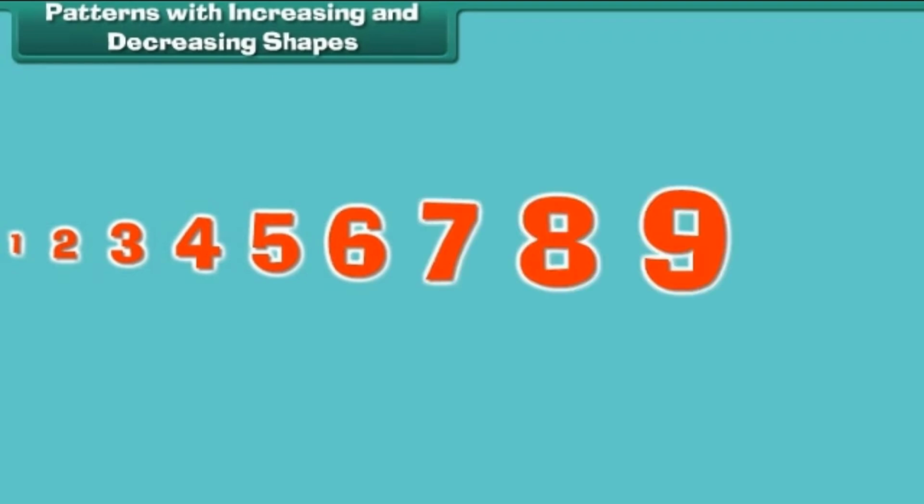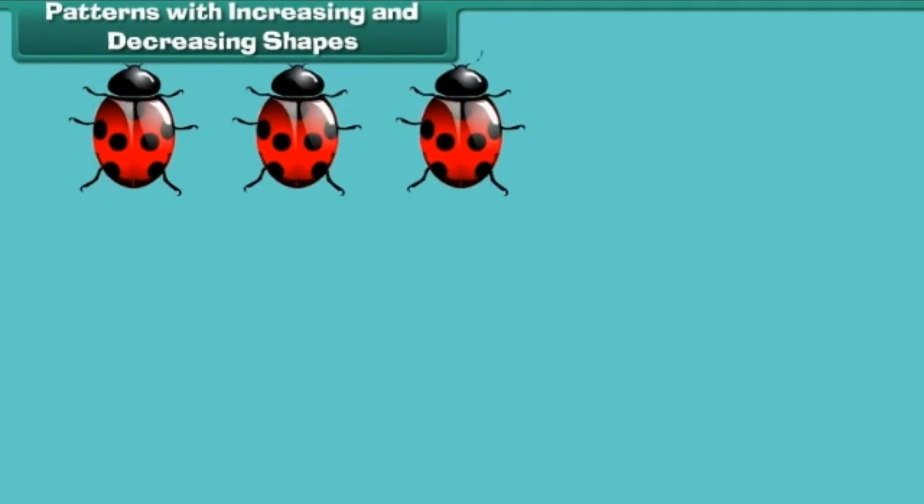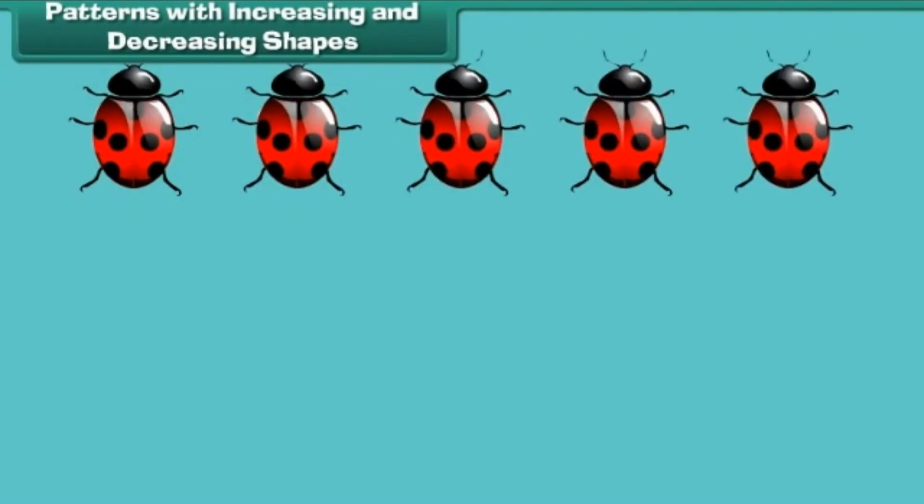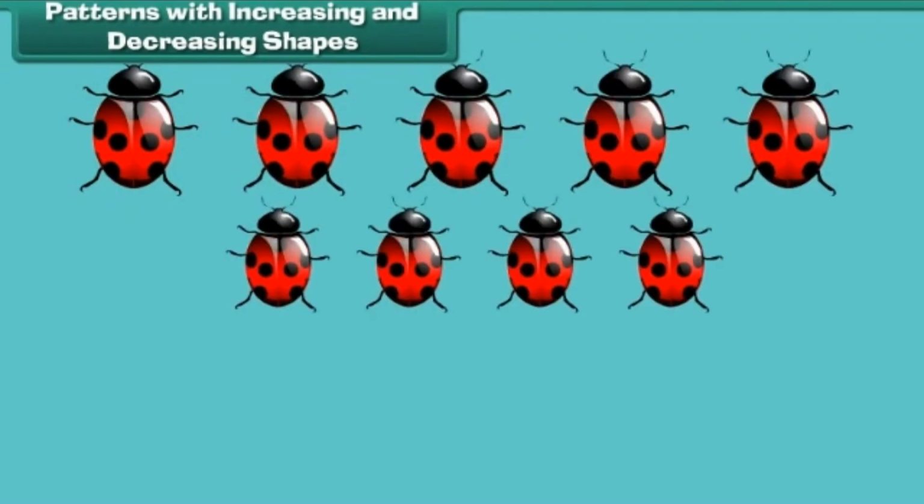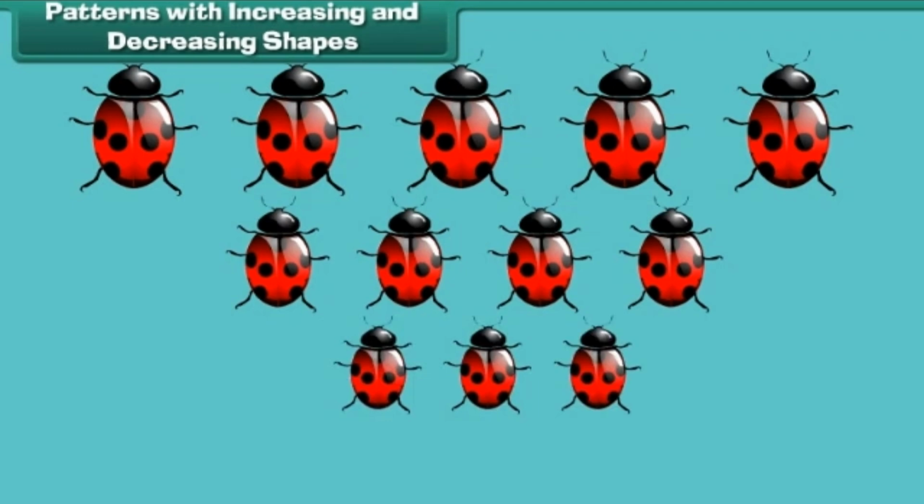Patterns with increasing and decreasing shapes. We can form patterns by increasing and decreasing the number or size of shapes. Let us see how. Look at one more arrangement of shapes. 5 large beetles followed by 4 smaller beetles, followed by 3 even smaller beetles, and so on. This is also a pattern because the number and size of the beetles decreases in a definite order.